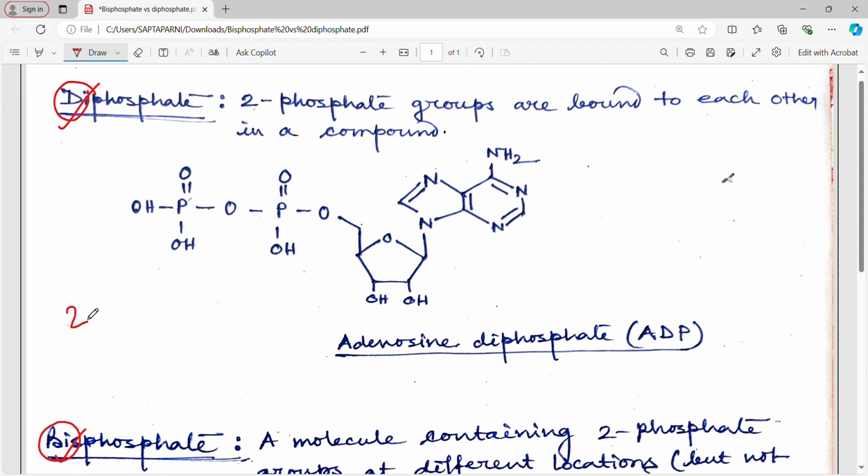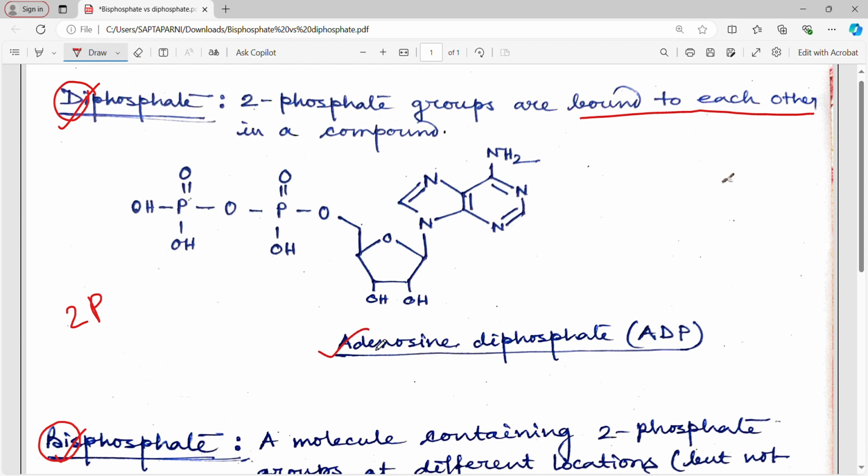So there are two phosphate groups, but based upon how these two phosphate groups are located, these two terms are different. In case of diphosphate, we can see two phosphate groups are bound to each other in a single compound. Let's take an example to easily understand this.